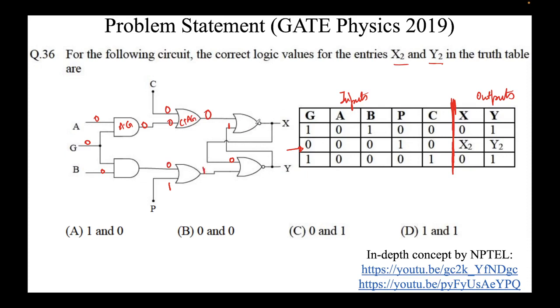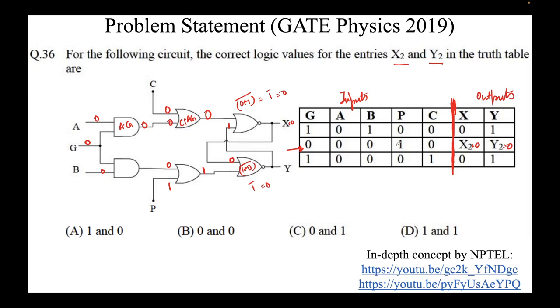Okay, this is a NOR gate. What a NOR gate does is we do the OR of the inputs. So we'll do 0 plus 1 whole bar. 0 plus 1 is 1, 1 bar equals 0. So the value of x2 will come out to be 0. Similarly, let's do this: 1 plus 0 whole bar. 1 plus 0 is 1, 1 bar is 0. So the value of y2 will again come out to be 0.